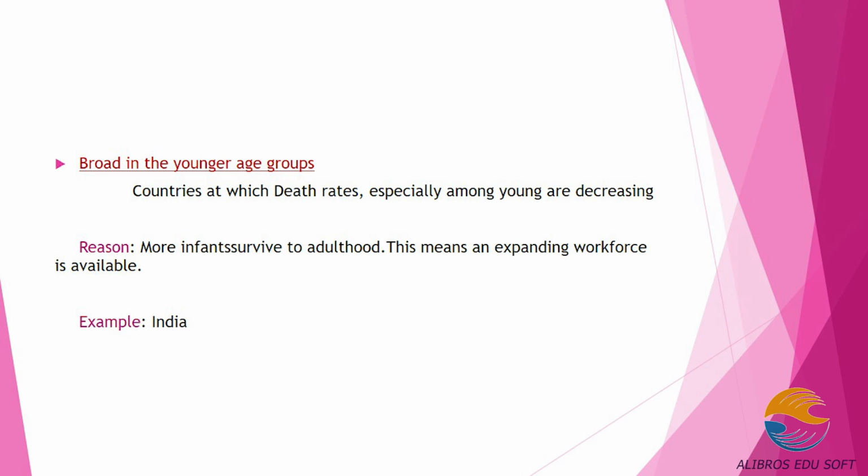Next is broad in younger age groups. This shape is for countries where death rates, especially amongst the very young, are decreasing. Here, young death rates are very low. The reason for this is that more infants survive to adulthood. This means an expanding workforce is available. Example of formation of such kind of pyramid is India.